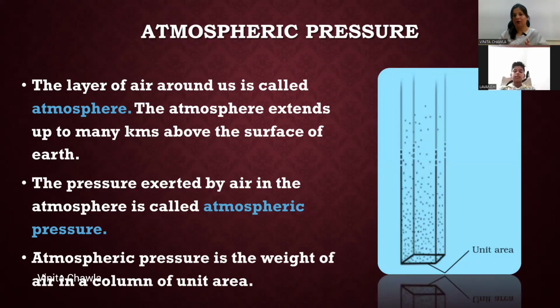If we take a column of unit area, you can see the base area. Look at this unit area. Okay, if we have a column of unit area, then the weight of air is the atmospheric pressure.